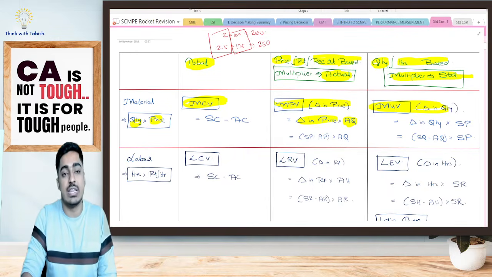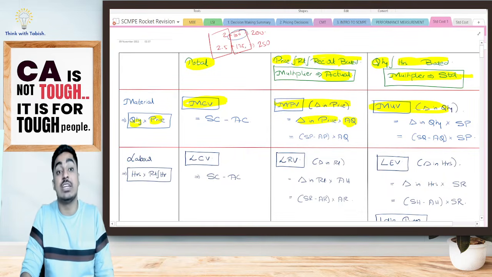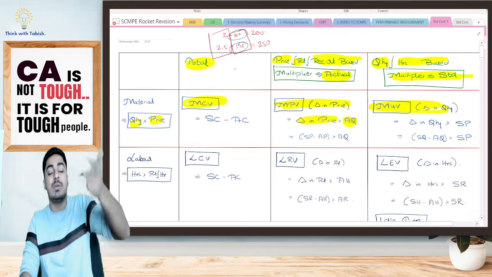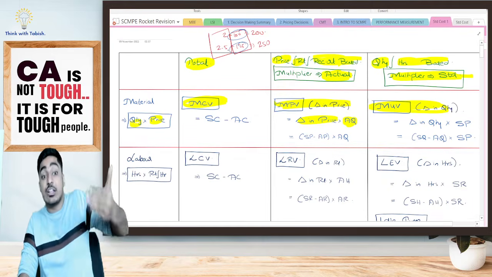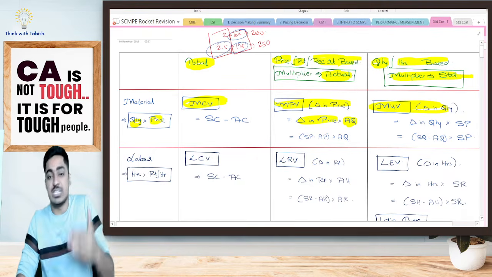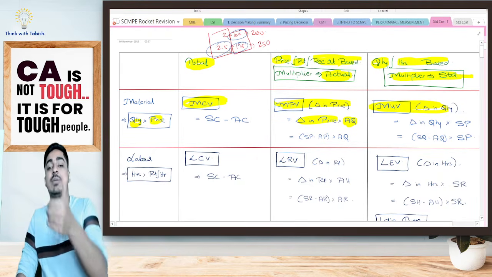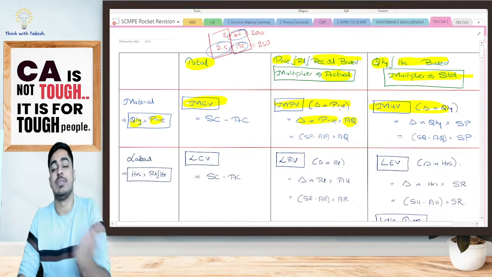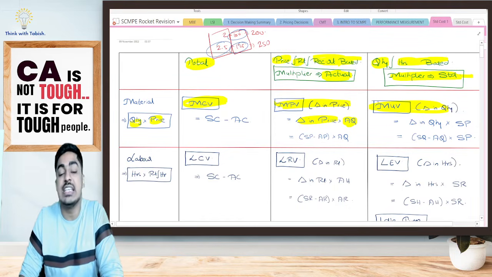Yes or no? Now look at this. 100 rupees I should have paid, but instead I've paid 125. That means 25 rupees per meter extra I've paid. Like this, for how many meters have I paid extra? I've paid extra for 2.5 meters. It is the difference in price converted into value multiplied by quantity. Which quantity? Actual quantity.